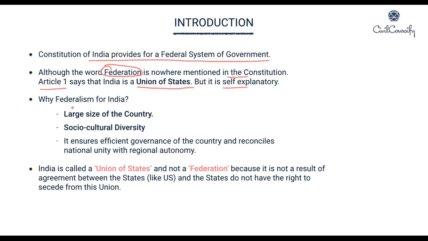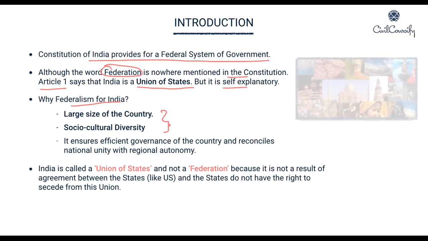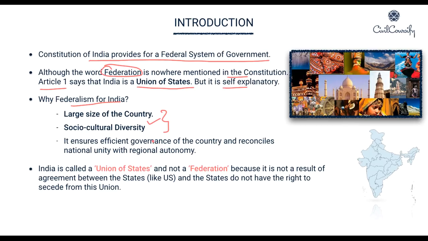Next, why federalism for India? I mean, India could have had a unitary form of government as well, but there are two main reasons for this. First one is the large size of the country. Second is the socio-cultural diversity.